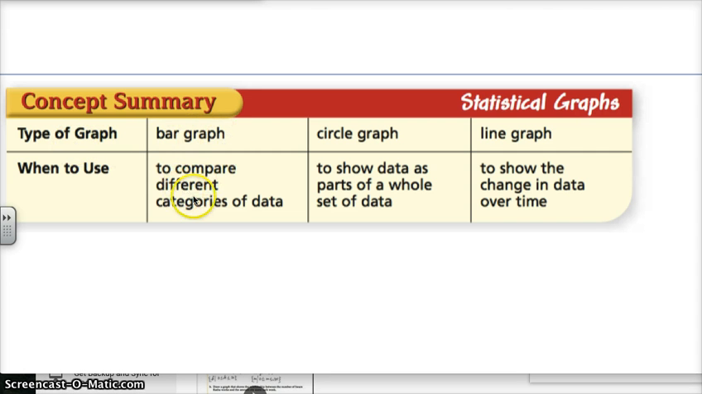We've got bar graphs. They compare different categories of data. Circle graphs are going to be data as parts of a whole set of data. So we usually see percentages in circle graphs. Line graphs will show change in data over time.